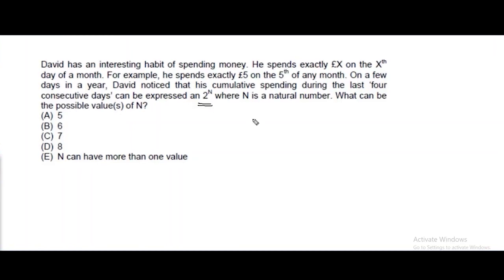Now 2 raised to power n. The sum of any 4 numbers can be at least 10. So the spending can be 16. The spending can be 2 raised to power 5, which is 32, or 64, or so on. 128, 256, or so on.